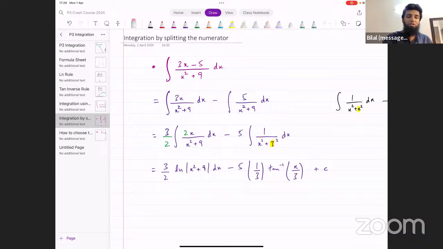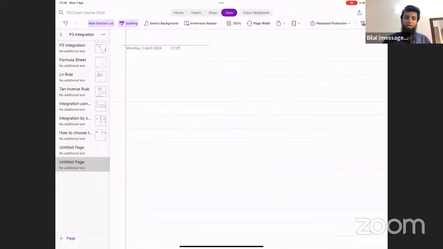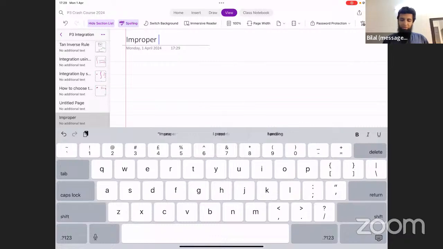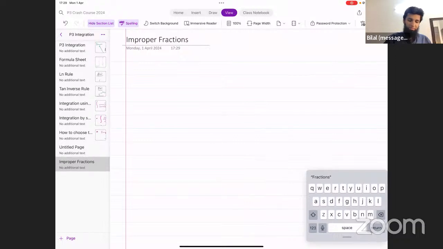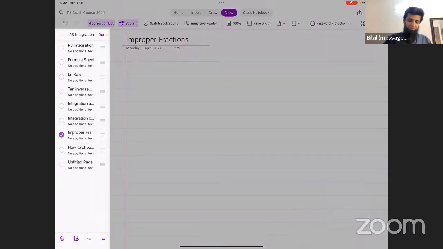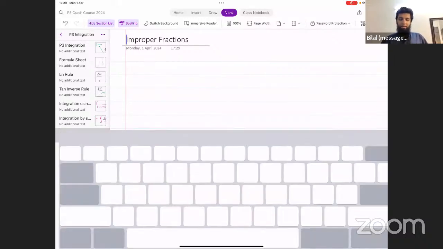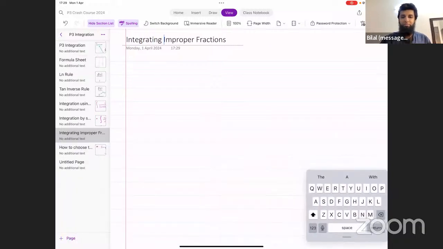Now, let's look at the last method that we have for integrating fractions, and that is when you have improper fractions. Let's see what we do with improper fractions. The last thing for today, integrating improper fractions. Now, let me take an example for this again from a paper.